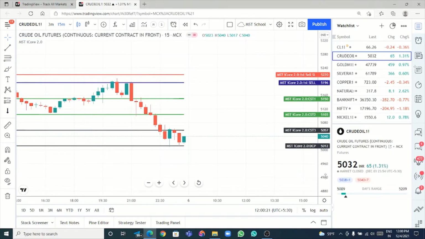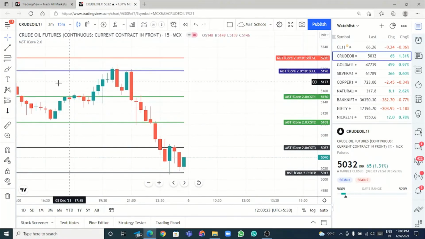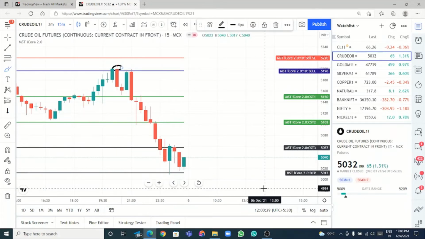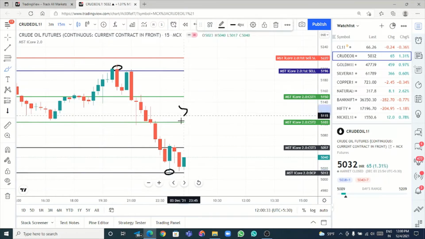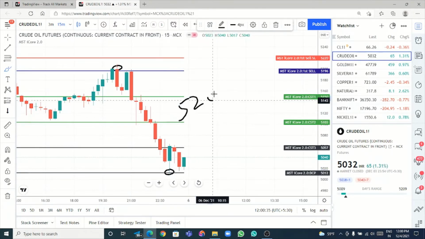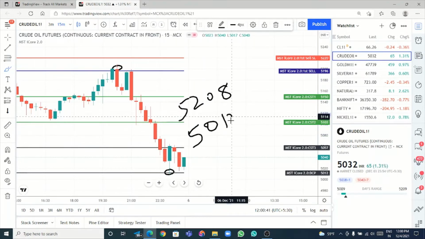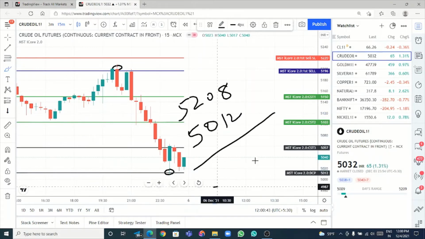So now you see the beauty. The sell got triggered at 5208 and the low mid was 5009 and our last target is 5012. So from 5208 to 5012 we got a complete profit.